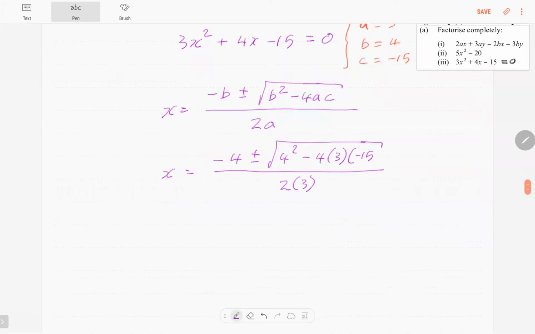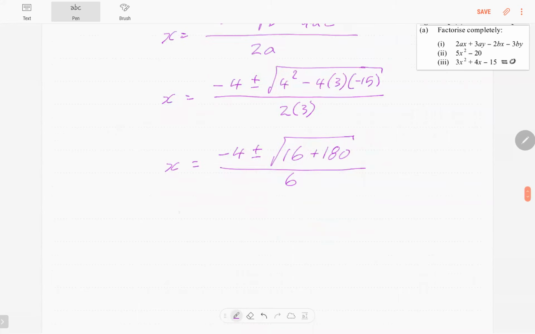All right, so you get x equals minus 4 plus or minus the square root of 16. Now this is going to become negative 4 times 3 times negative 15. It's going to become a positive, right? So you're going to get a positive 180. Negative 4 times 3 is negative 12, times negative 15 gives you positive 180. All right? Divided by 6, 2 times 3 is 6.